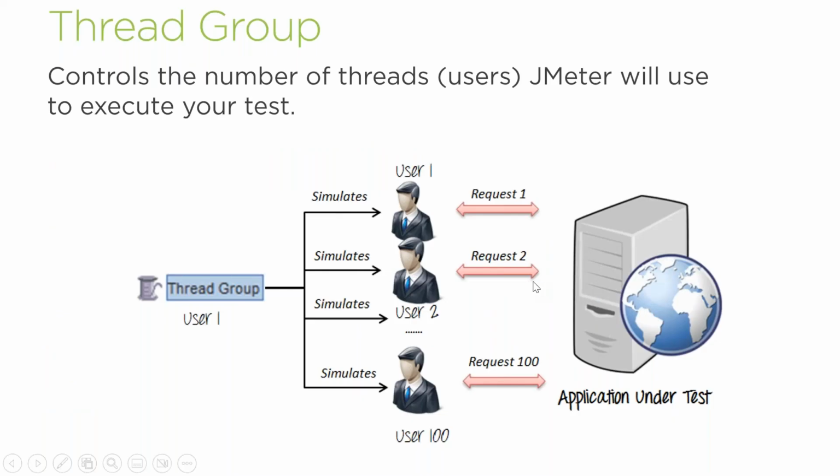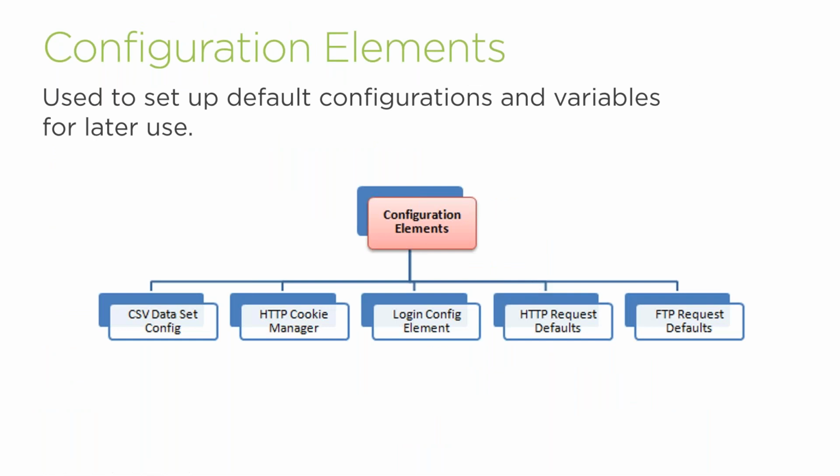Now next thing is, what is this? Configuration element. So in configuration elements, you see some of these here, like CSV data set config, HTTP cookie manager, login configuration, HTTP request defaults, or FTP request defaults. So what exactly is this? Basically here you can set some of the variables. For example, if you want to create a performance test for facebook.com, what do you need? User ID and password. Those are the entries you can declare in the configuration element as variables, which can be used during the runtime.